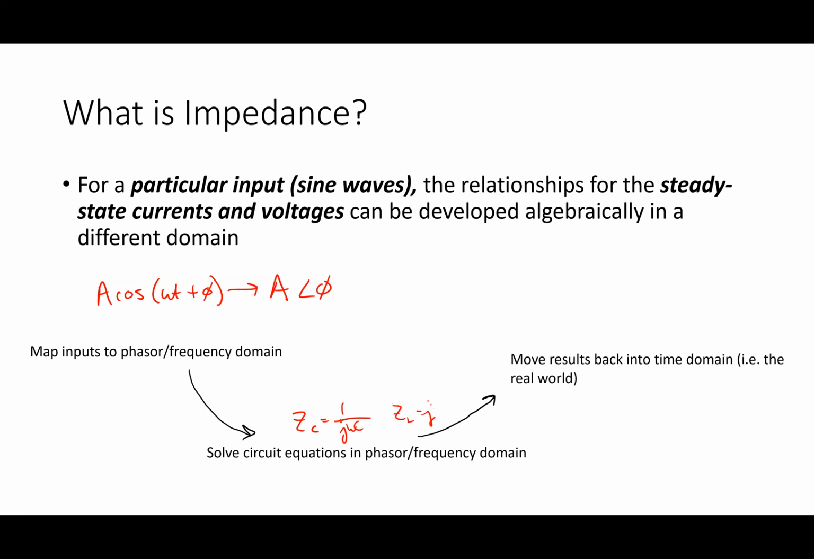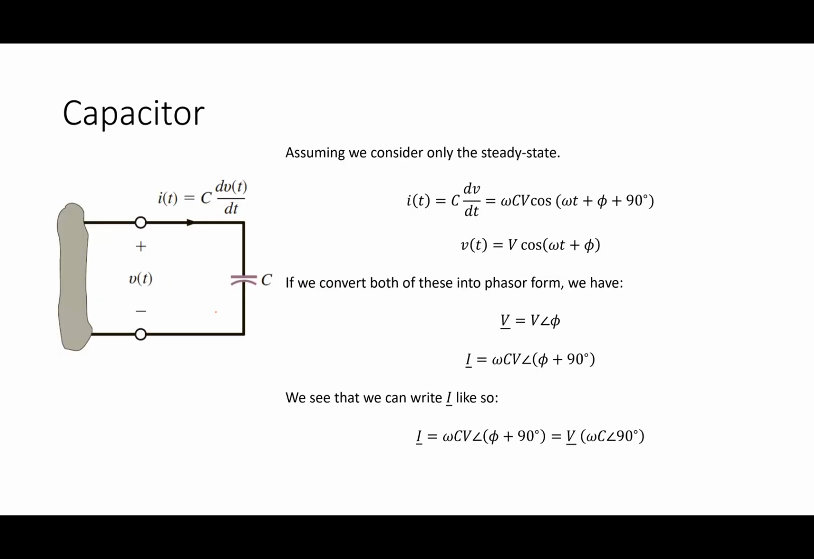ZL is j omega L, right? And then basically we did all of our results, solved for our currents and voltages, and then brought everything back into the time domain, into the form of A cosine omega t plus some angle, okay? But that only applies to sine waves, and it only deals with the steady state results.